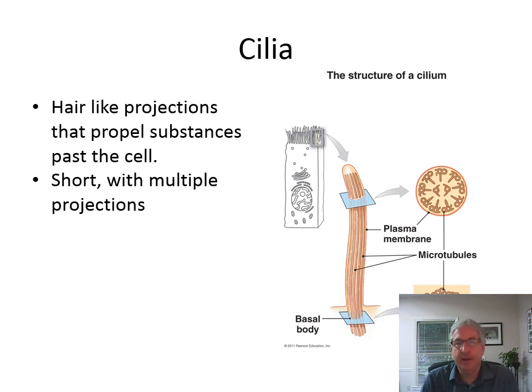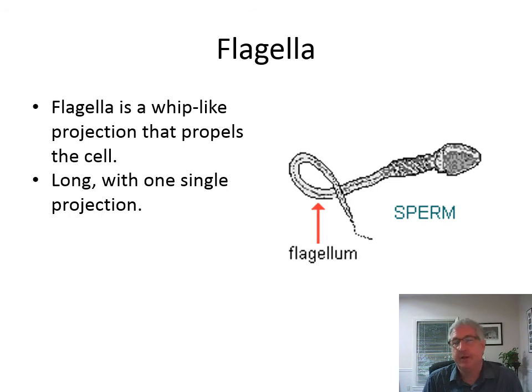Okay, cilia, hair-like projections, they propel stuff past the cell. Talk about that in the trachea, moving dirt up your trachea so you can cough it out. Next slide. Flagella, just a type of, it's sort of like a cilia in a way, but it's a lot longer, and it's a single projection off the cell.